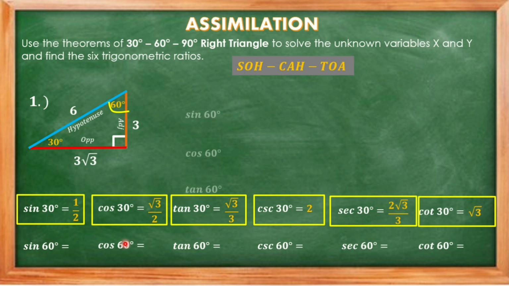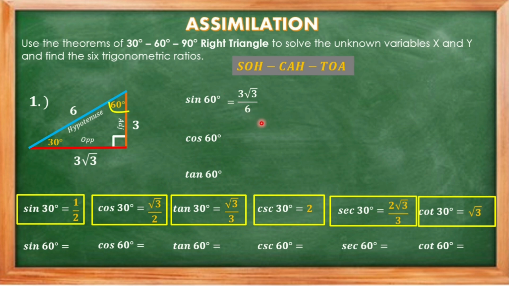Okay, so unahin muna natin yung primary trigonometric ratios. So yung first three, itong sine, cosine, and tangent. Para sa sine 60 degrees, gamitin natin yung soh. Soh stands for sine is equals to opposite over hypotenuse. So ang opposite natin ngayon is 3 the square root of 3. Hypotenuse is 6. So we have sine 60 is equals to 3 the square root of 3 over 6.